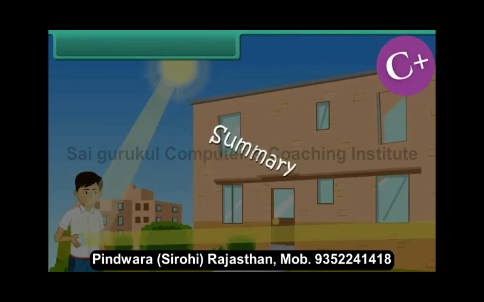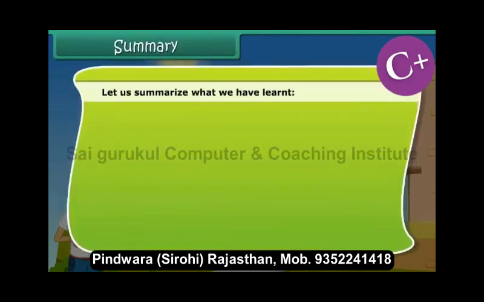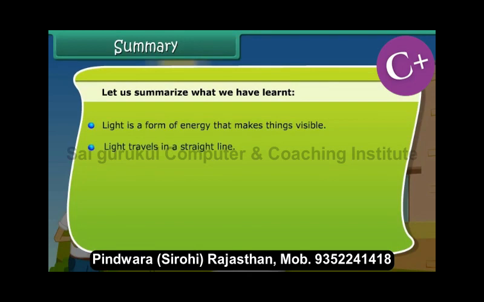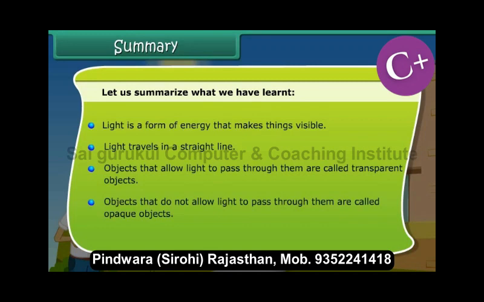Summary. Let us summarize what we have learned. Light is a form of energy that makes things visible. Light travels in a straight line. Objects that allow light to pass through them are called transparent objects. Objects that do not allow light to pass through them are called opaque objects.